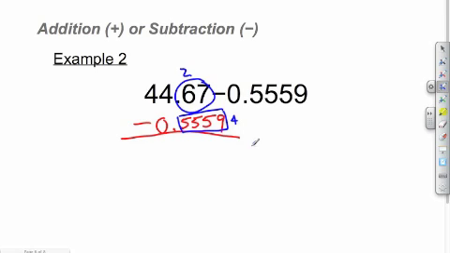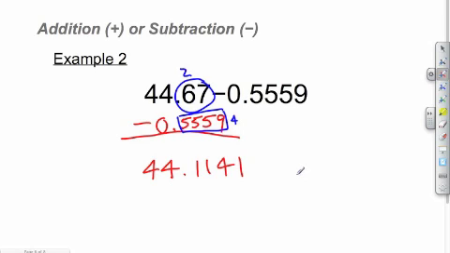Alright, according to the rule for addition and subtraction, my answer can only have the same number of places after the decimal as the value in my calculation that has the fewest. That would be 44.67, and that would be 2 places after the decimal. So when I punch this into my calculator, 44.67 minus 0.5559, I end up with an answer of 44.1141 off of the calculator.